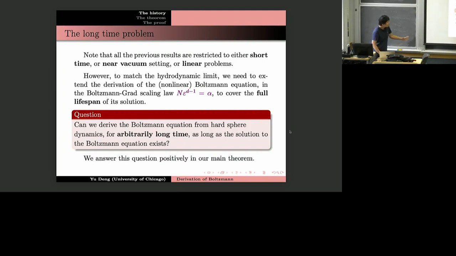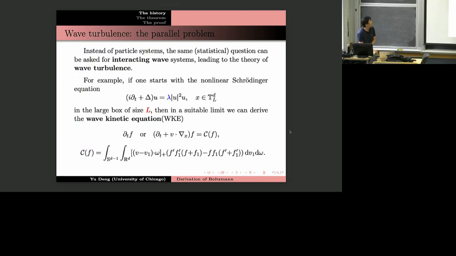So this is the question. I will answer this question positively in our main theorem. Before we state our main theorem, let me mention that there is a completely parallel theory concerning the interaction of waves, where the colliding particle system is replaced by a nonlinear Schrödinger equation, which represents interacting waves, and the Boltzmann equation is replaced by something called the wave kinetic equation, which is essentially the same as the Boltzmann equation, but with a cubic nonlinearity instead of quadratic. And the limit, the kinetic limit, is again in one-to-one correspondence, and this is called the theory of wave turbulence.